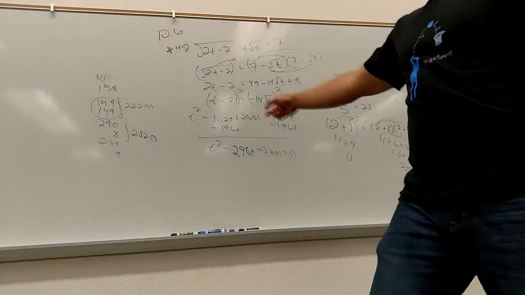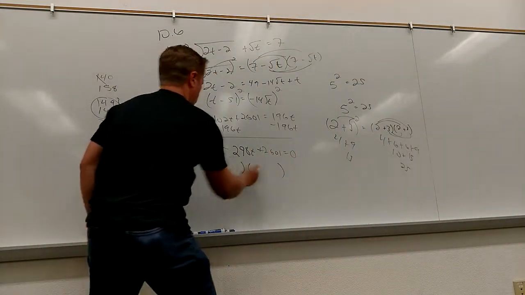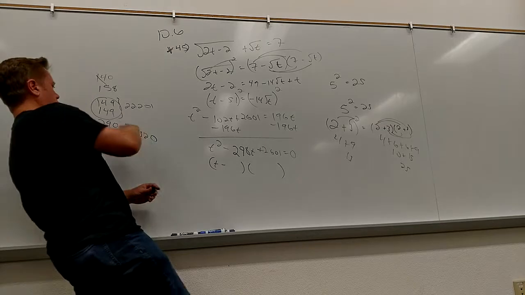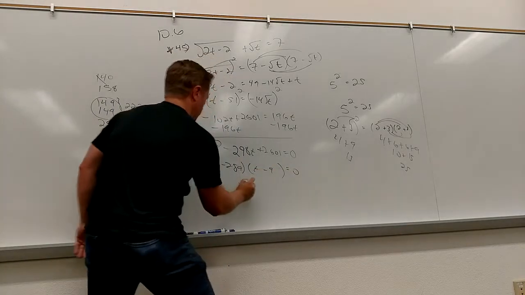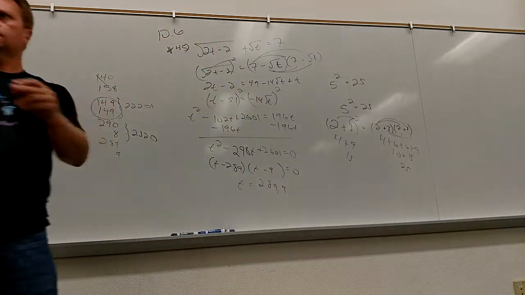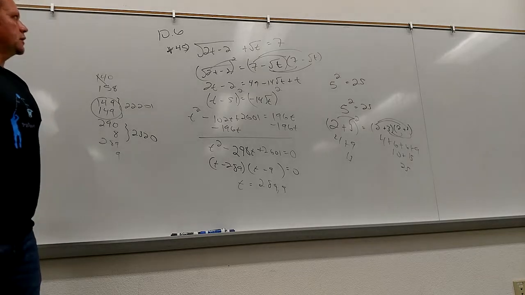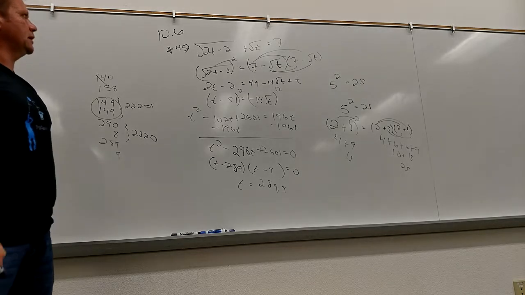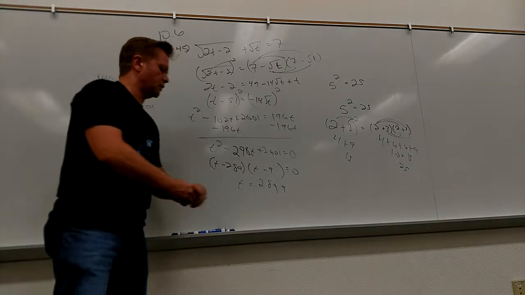Is that cool? I mean, now how do you factor this then? T minus 289 and T minus 9. So you get T equals 289 and 9. And then you have to check both of them. That's kind of crazy. Wow, 289. That's not something I would have predicted. But it just came out.